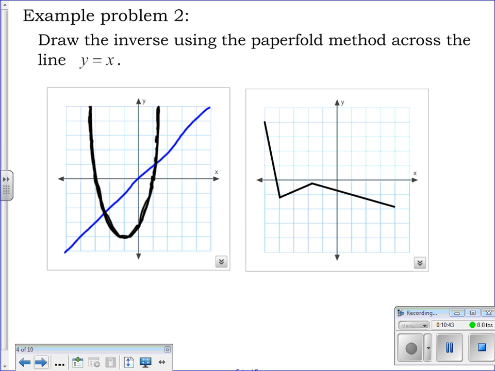I unfolded it so you can see what I'm talking about. That's the line you fold it on. You fold it on the line y equals x. You get a good, nice, tight fold. Now, here's what you're going to do. While it's folded up, you're going to burnish it.